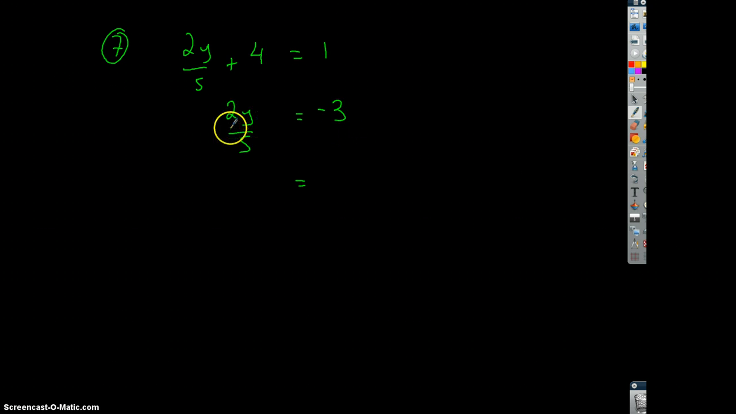Okay, we don't want 2y over 5, we're just trying to get y, but this divided by 5 really gets in the way. So I think we should multiply throughout by 5. Again, just check, make sure that's correct. Negative 3 times 5 is negative 15. Oh, this is quite tricky. Divide by 2, and we get an answer of negative 15 over 2.